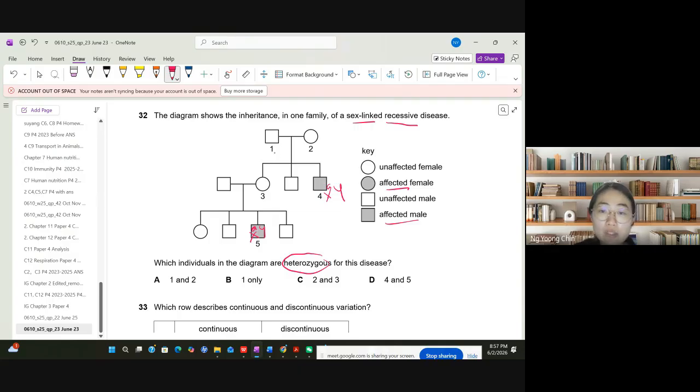So what happened to your 1 and 2? Number 1 is XY. Number 2 is XX, a female. So what is your number 1? Number 1, XY, because it is normal, right? So that's why the male should have a normal allele. How about the 2? Number 2 must be a carrier. So it's 1 big A, 1 small a. So that's why some of the alleles will become carriers later.